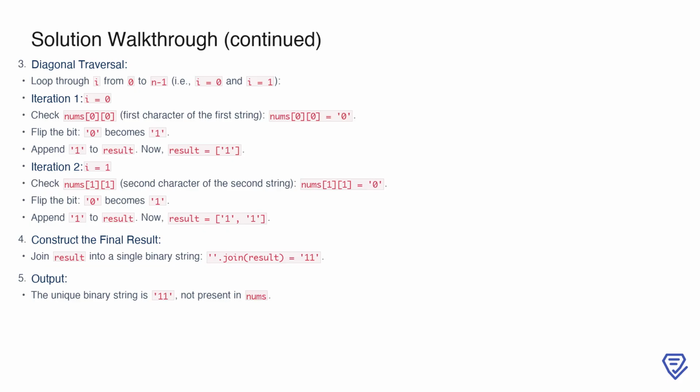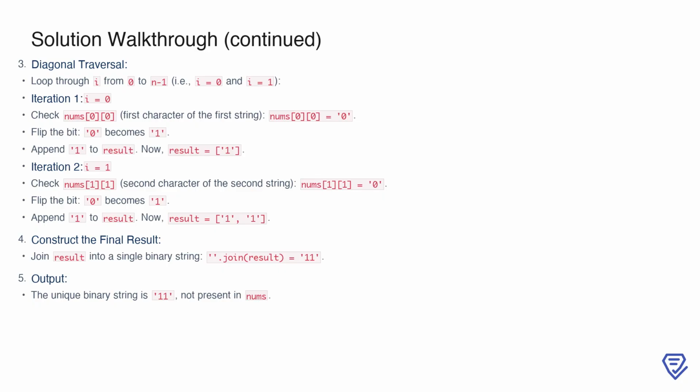Now, we perform a diagonal traversal through the binary strings in nums. This means we loop through the indices of the binary strings, from 0 to n-1. In the first iteration, where i equals 0, we check the first character of the first string, nums[0][0], which is 0. To ensure our result is unique, we flip this bit from 0 to 1 and append 1 to the result list. At this point, result equals [1].